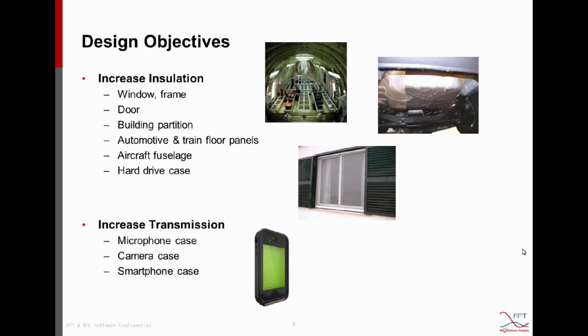So let's get started on the topic of insulation and transmission. Acoustic transmission is a frequently encountered topic in several industries like automotive, aerospace, construction, shipbuilding, and consumer goods. Depending on the type of products that we design, the objective can be different. For example, in many cases in automotive, in aerospace, and in construction, the objective is to increase the insulation while reducing the transmission.